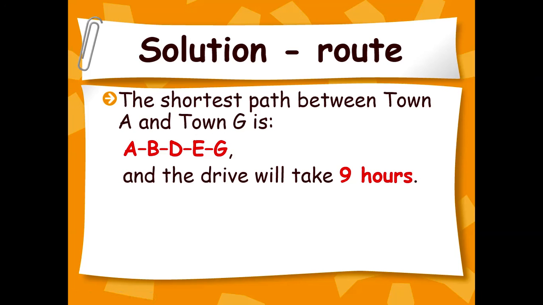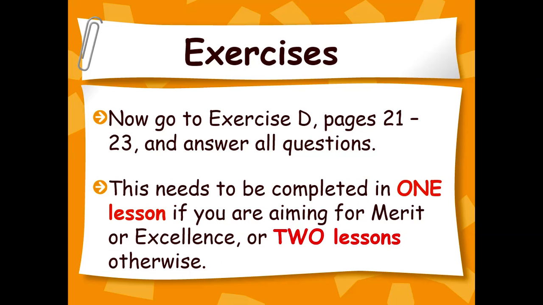And that's our solution, and I need to see all the working clearly and stating what the answer is, both the pathway and the total drive time or walking time or cost, whatever the variable is. So what I want to do now is go on to exercise D, and that's from page 21, and answer all of those questions. If you're aiming for merit or excellence, then you've got to complete all of that in one lesson. Otherwise, 2 lessons.